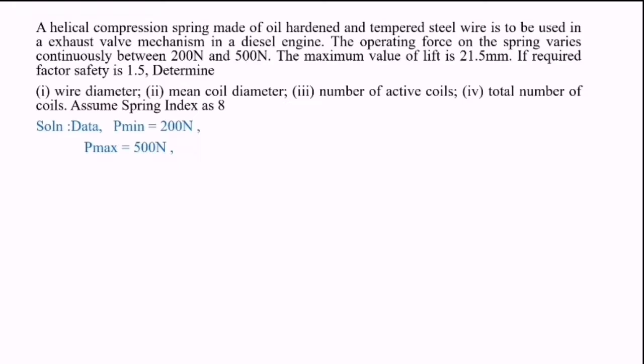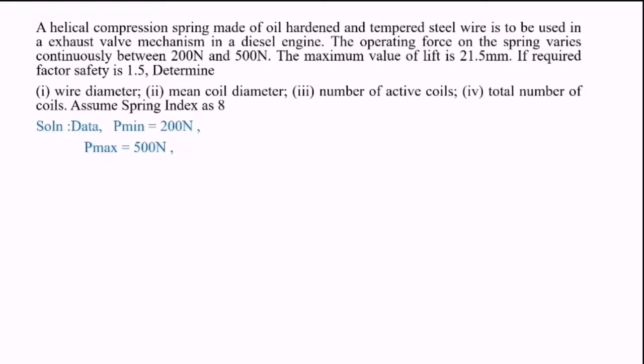A helical compression spring made up of oiled and hardened tempered steel wire is to be used in an exhaust valve mechanism in a diesel engine. The operating force of the spring varies continuously between 200 Newton and 500 Newtons. The maximum value of the lift is 21.5 mm. If required factor of safety is 1.5, determine wire diameter, mean coil diameter, number of active coils and number of coils. Assume spring index as 8.